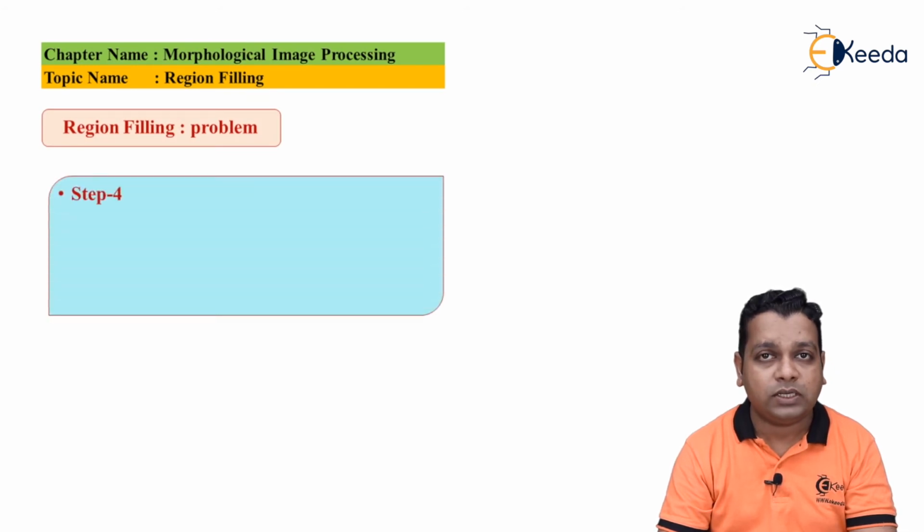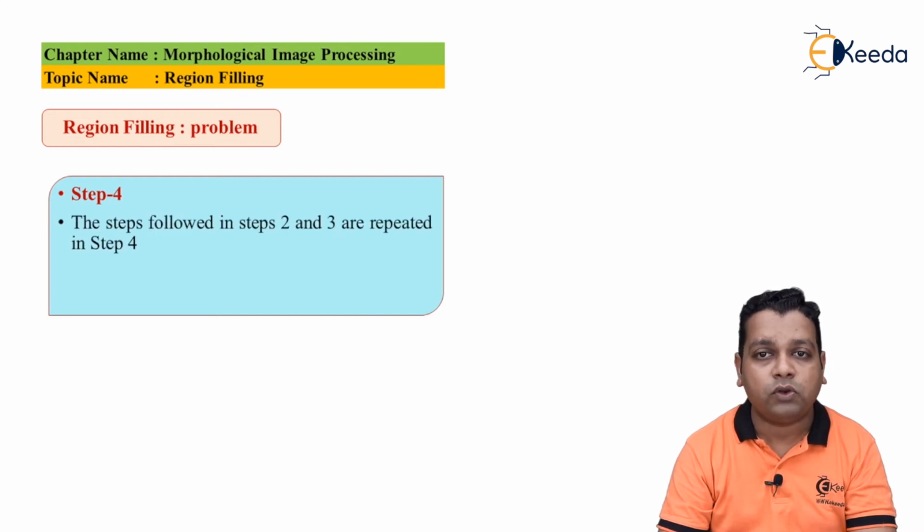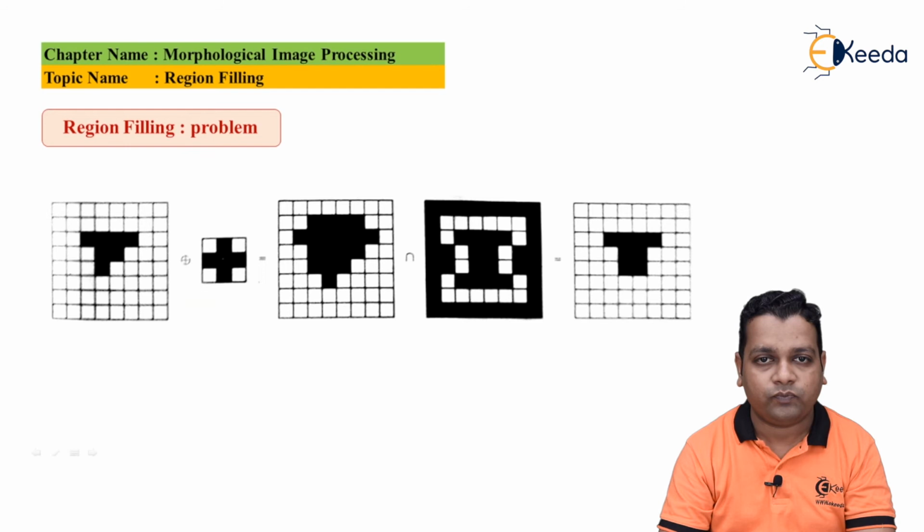After step number 3, we go for solving step number 4, where the steps followed in 2 and 3 are to be repeated. The resultant image can be shown below. Here the result from the previous step number 3 is again dilated. We find the dilated result, and it is intersected with the complement of the input image, and finally we get the output of step number 4. Here a total of 8 pixels are shown in the dark color.